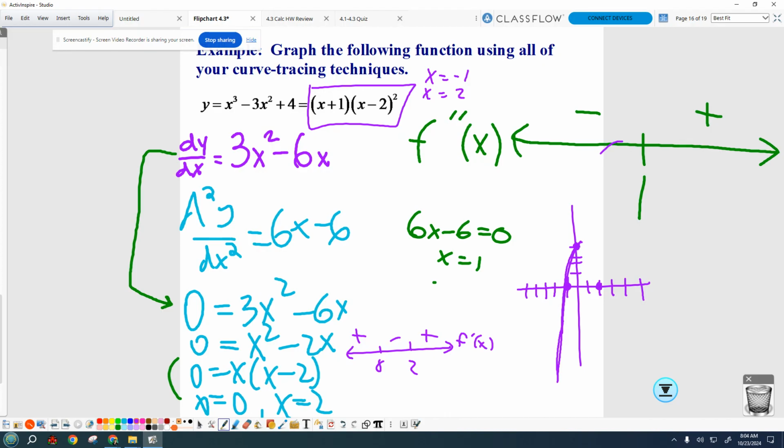And at 1, it's an inflection point. What is the coordinate when we're at 1? 2. So it goes from being concave down to concave up, right there. Then it goes down and hits a minimum. It's a minimum where? At x equals 2, because the first derivative was negative and then it went positive. Kind of, sort of, yeah?